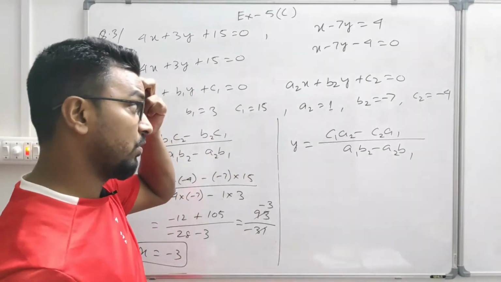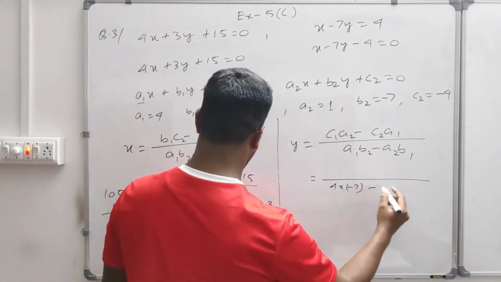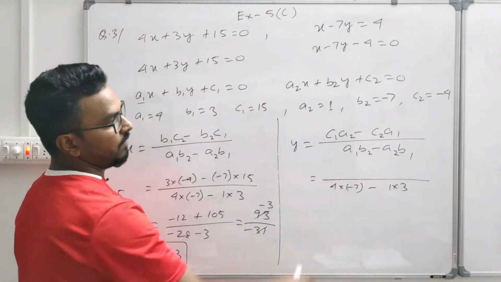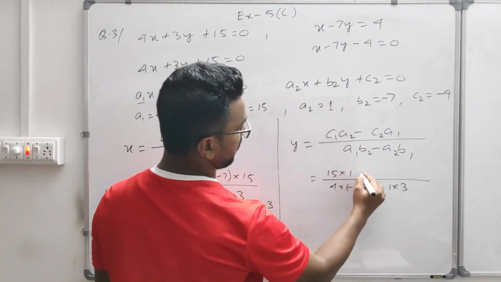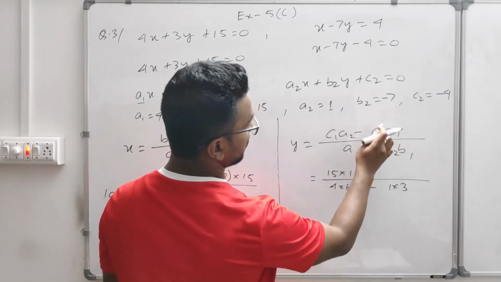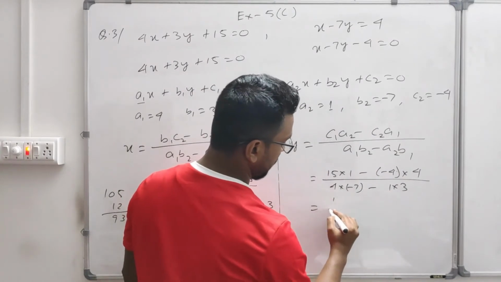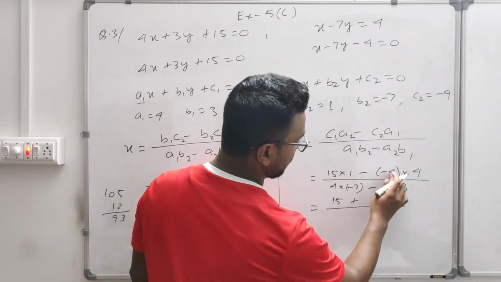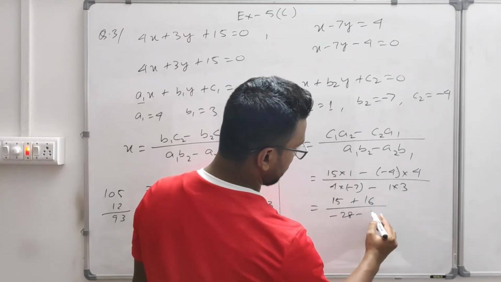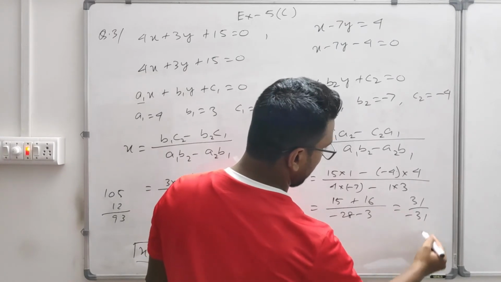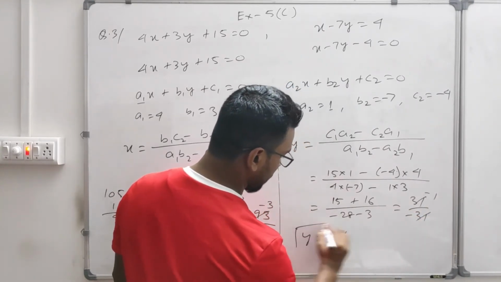Okay. Similarly, you just replace the value here. In the denominator it will be same, 4 into minus 7 minus 1 into 3. And in the numerator, replace the value. What is c1? c1 is 15. a2, what is a2? a2 is 1 minus c2 is minus 4 into a1 is 4. So this will become 15 minus minus it will become plus 4, 4 is 16, and here you will get minus 28 minus 3. So 31 by minus 31. So if you cancel it, you will get 1. So minus negative sign is there, so you can write here. So minus 1. The value of y is minus 1.